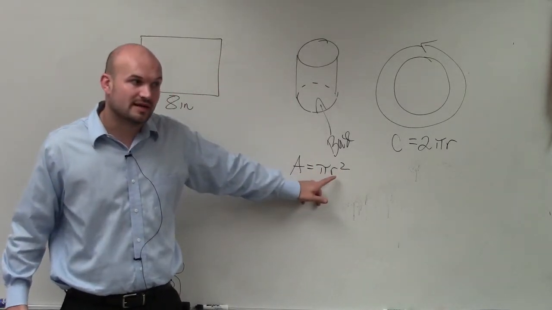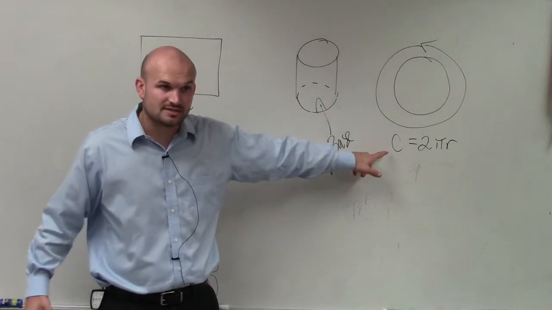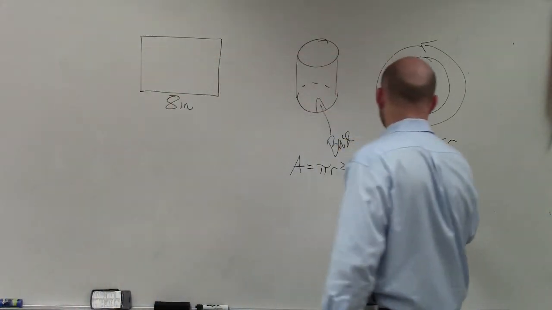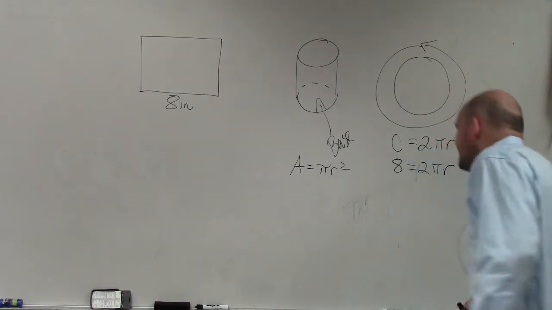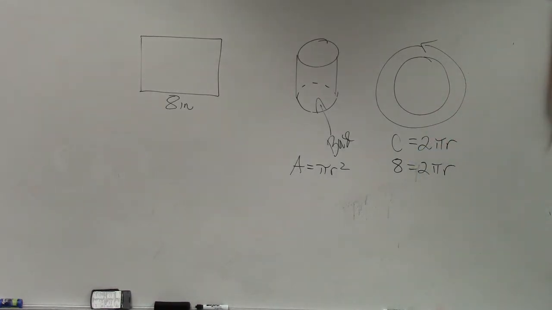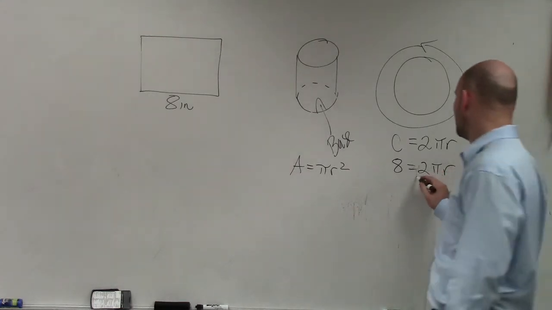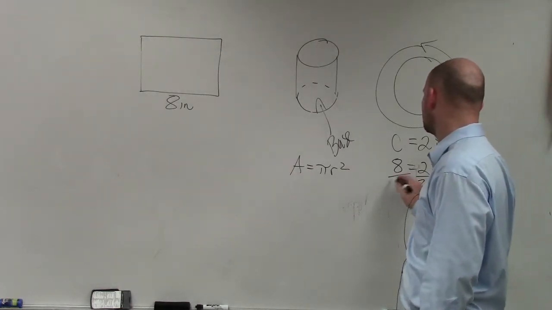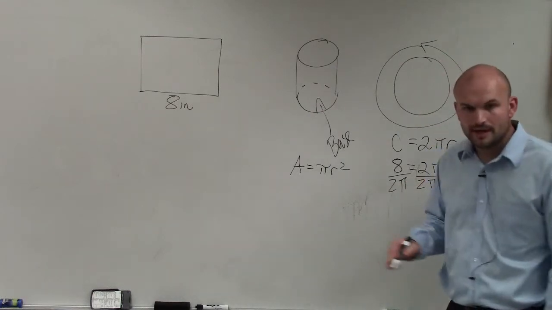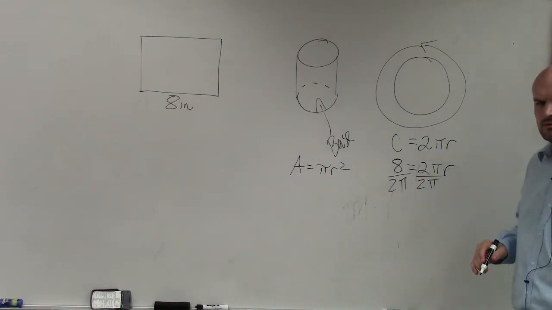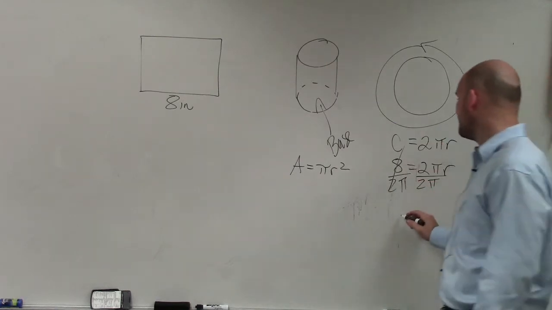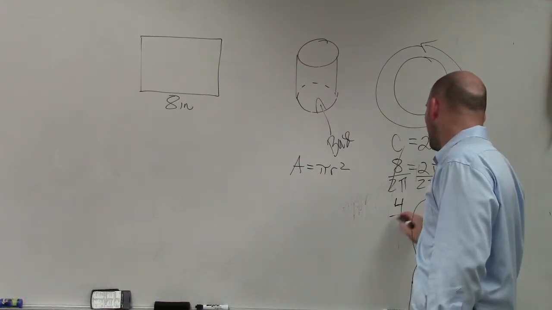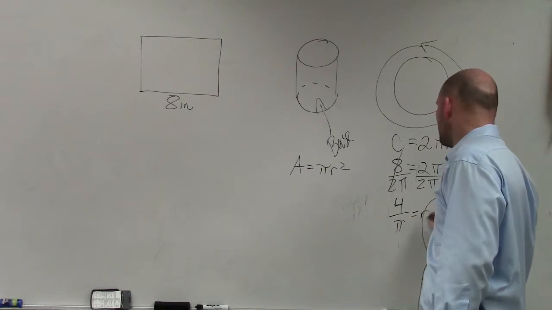So to figure out the radius, we do know what the circumference is. So I'll plug in 8 for circumference equals 2 pi r. Now, with that information, I can solve for r. So I divide by 2 pi. Divide by 2 pi. That divides into 4, so I'm left with 4 over pi is equal to r.